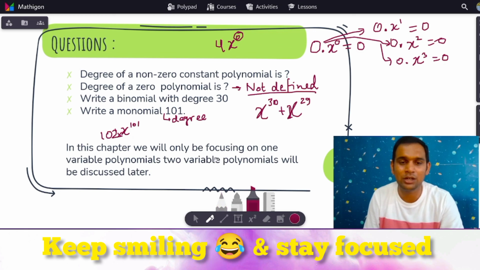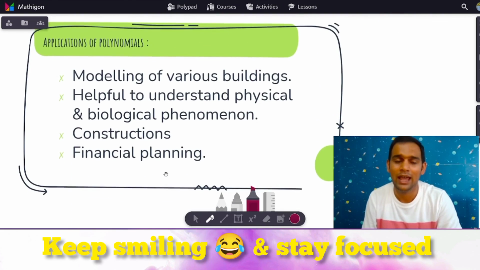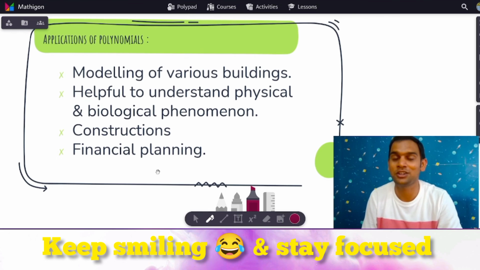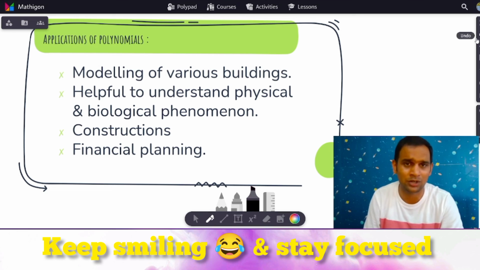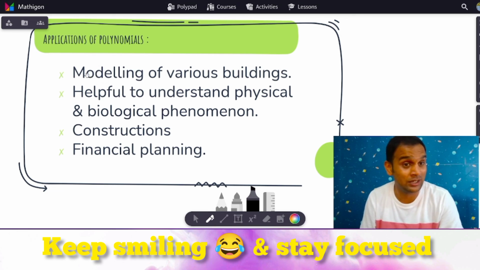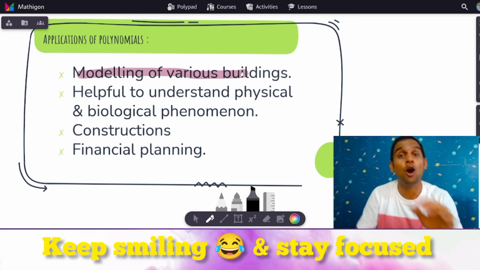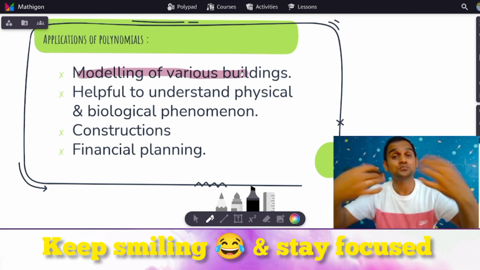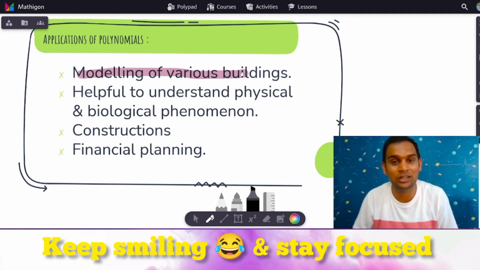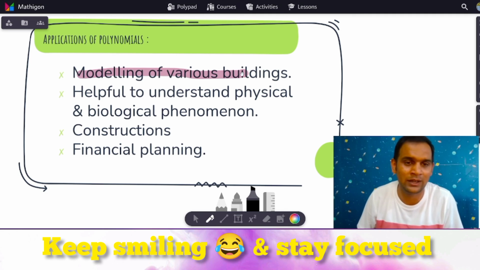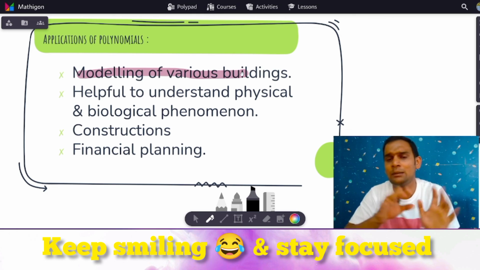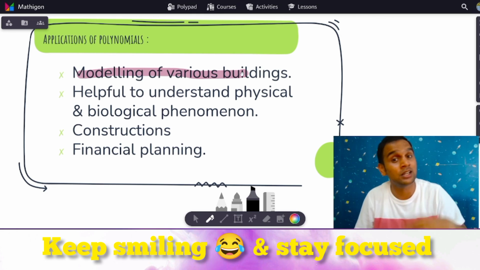So in this particular chapter, we will only be focusing on one variable polynomials. Two variable polynomials will be discussed later, mostly in your class 10. And I hope the introduction video is really super amazing. The applications of polynomial, why are we studying polynomials? It's because it has wide applications in modeling of various buildings. Let's suppose you go for modeling, designing of different buildings. Obviously polynomials are very helpful. It is very helpful to understand many different physical and biological phenomena in construction works.